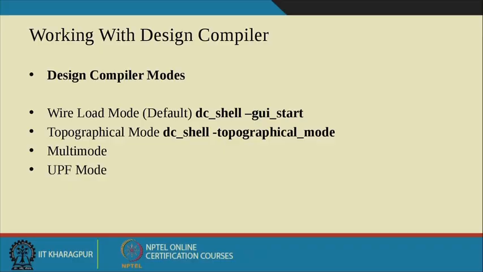As I said, there are several other modes of Design Compiler, like dc_shell, then in topographical mode it will be dc_shell hyphen topographical mode. Then I have to use multi mode, multi corner or multi threshold mode, and the UPF mode, which is for low power, that is, Unified Power Format mode. Whenever we are trying to design a system that is particularly intended for low power design, at that time we have to use this UPF mode. That is not considered here in this course, but it is an option which you can opt for.